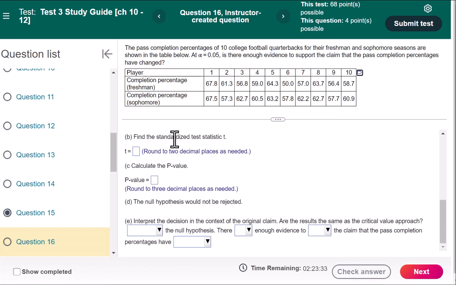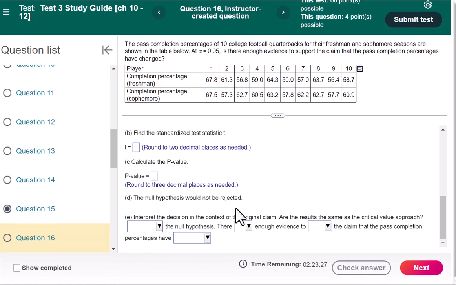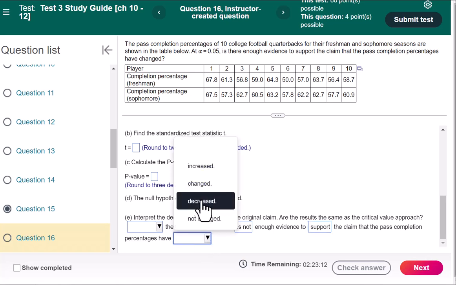So you put the test statistic that we got in StatCrunch, the p-value is 0.16, which is more than alpha, so the null hypothesis would not be rejected. And then you say, since we didn't reject the null hypothesis, there is not enough evidence to support the claim that pass completion rate have changed.